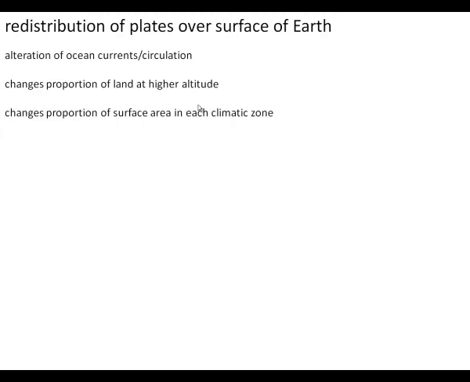So just in general terms, we can start to think straight away of what moving these different sets of lithospheric plates across the surface of the Earth over geological time is going to do.